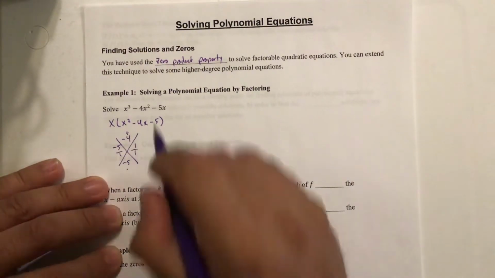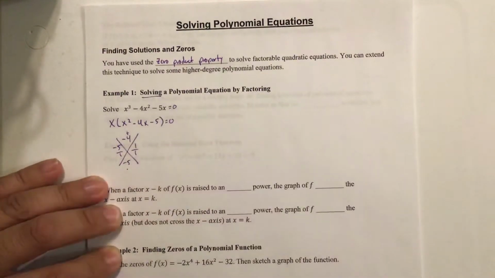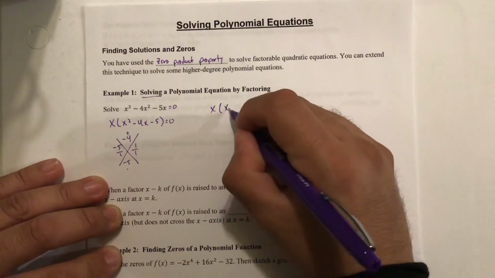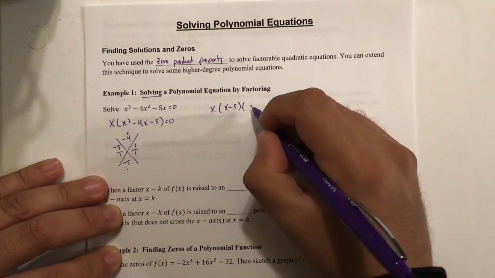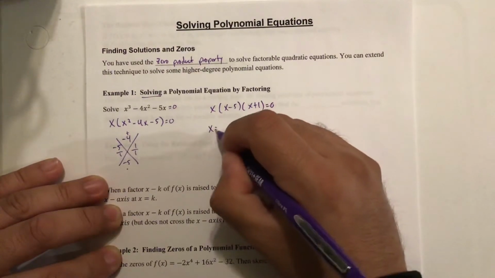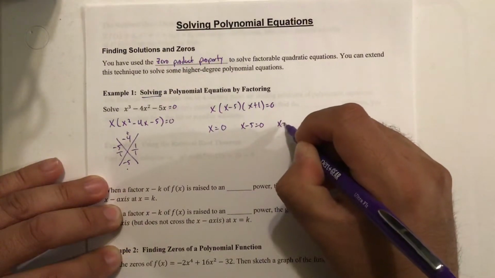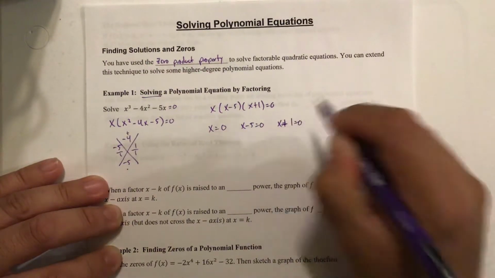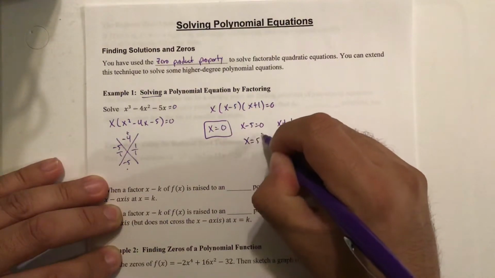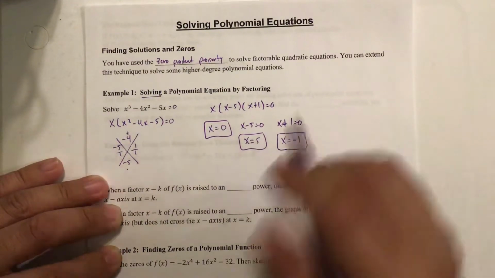One thing I did forget to do was set this equal to 0 because we are solving. So now my factors are x times x minus 5 times x plus 1 set equal to 0. Now we set each one of those factors equal to 0, and then we just solve it. This is already solved. We add the 5 over and x equals +5. Subtract the 1 over and x equals -1.